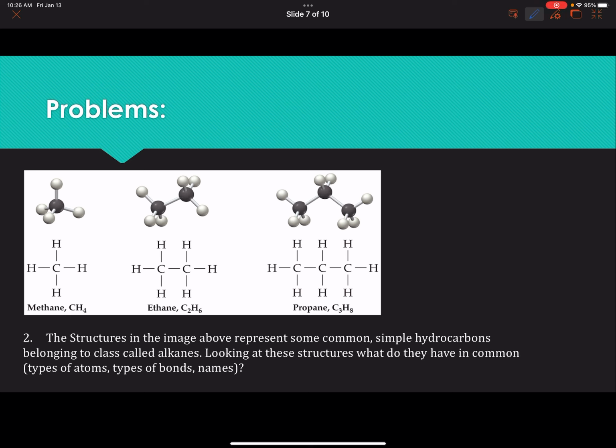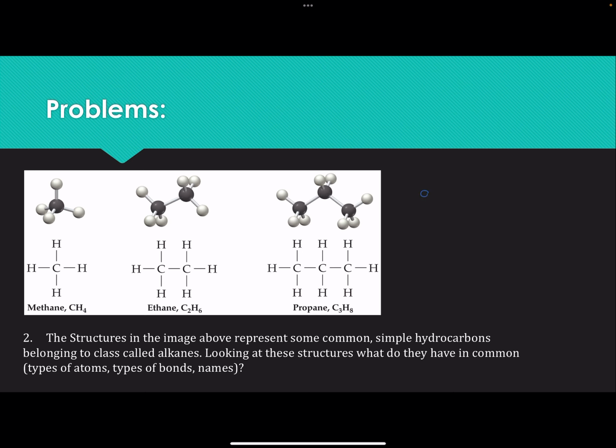So here we've got several structures for alkanes. We've got methane, CH4, ethane, C2H6, propane, C3H8. Now if we look at the structures in this image, and these are some common hydrocarbons, we're asked to look at these structures and identify what they have in common in terms of types of atoms, types of bonds, and their names. So if we look at the types of atoms, the atoms are all carbon and hydrogen. If we look at the bond types, they're all single bonds.